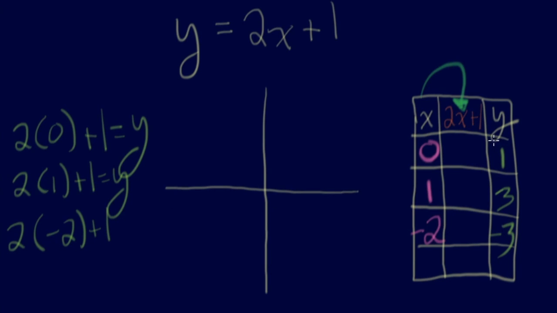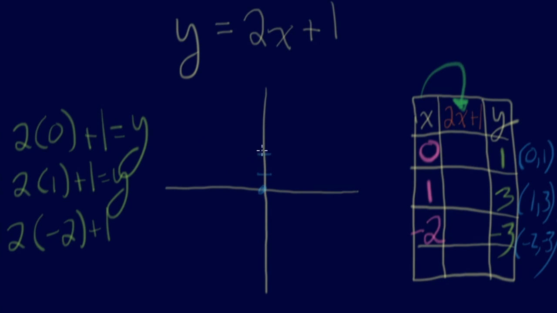So that means that when x is 0, y is 1. So my actual coordinate would be 0, comma 1. The other one would be 1, comma 3. And then I'd have negative 2, negative 3. Now I always choose 3 numbers because I'm going to plot those 3 numbers here.